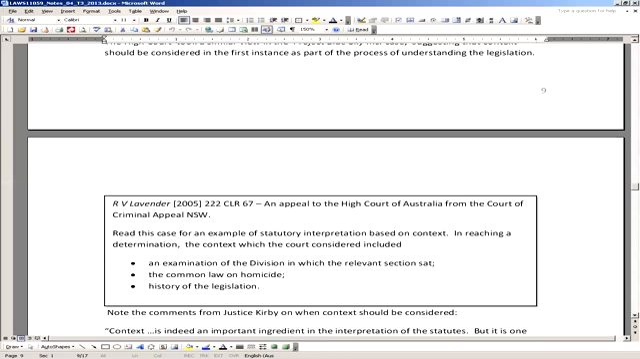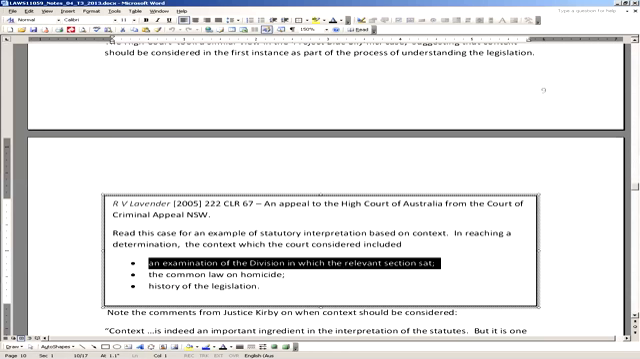And there's a 2005 decision there, which is a criminal decision, an appeal to the High Court from the Court of Criminal Appeal New South Wales. They looked at the division in which the relevant section sat. So they were looking at all the other sections in that part. They looked at the common law as to the question. So if it was a homicide case, they looked at all the previous cases, maybe not just in New South Wales, but in other jurisdictions, and they looked at the history of the legislation. I think it doesn't emphasise it there, but one of the things the High Court now look for is an analysis of how similar provisions have been dealt with. Let's say if you're looking at a Queensland section, how have similar provisions in other states and overseas been dealt with?